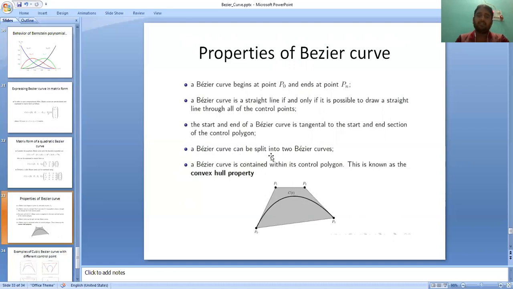A Bezier curve can be split into two Bezier curves. It is not that a single Bezier curve must be made with a single iteration; it can be made with various iterations also. So a Bezier curve can be split into two Bezier curves. A Bezier curve is contained within its control polygon. You can see the control polygon here, and this Bezier curve lies within this control polygon only. It cannot exceed the boundary of this. This is known as the convex hull property.